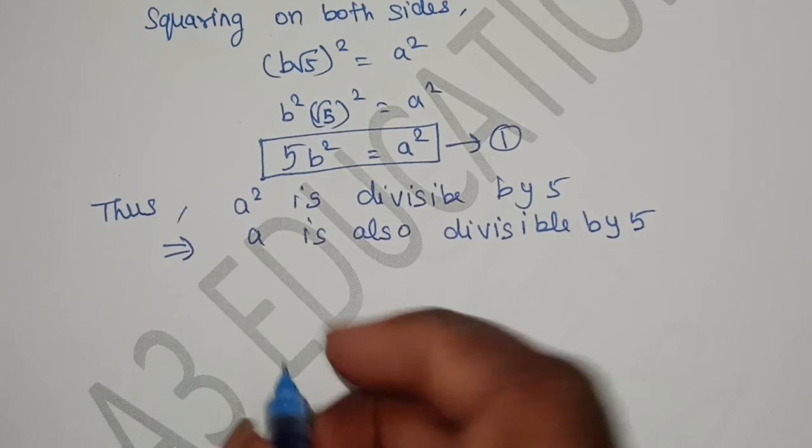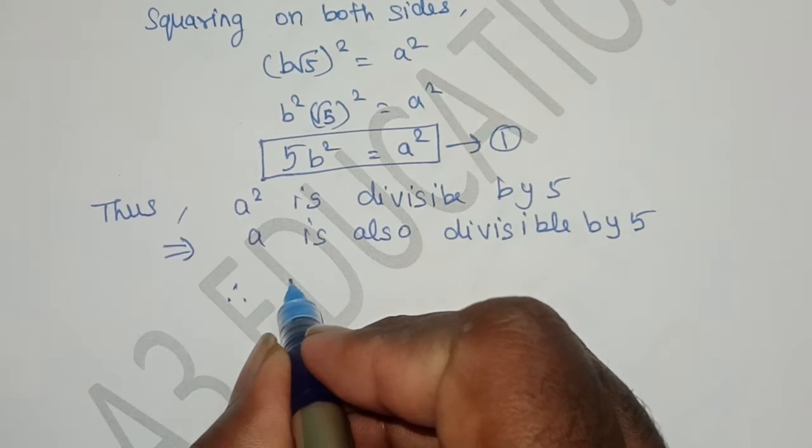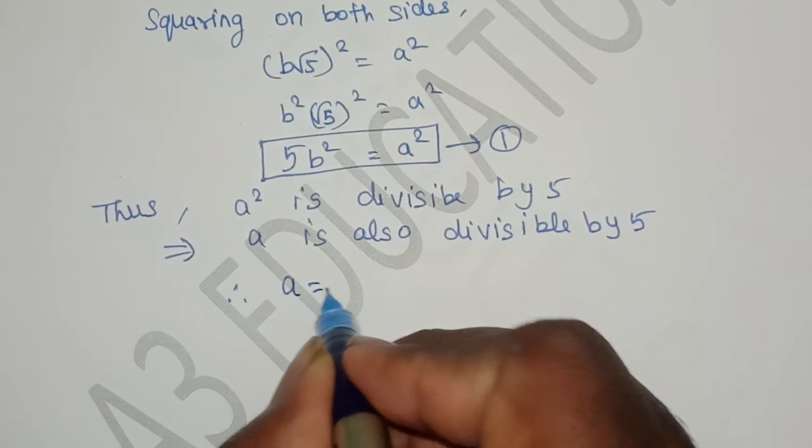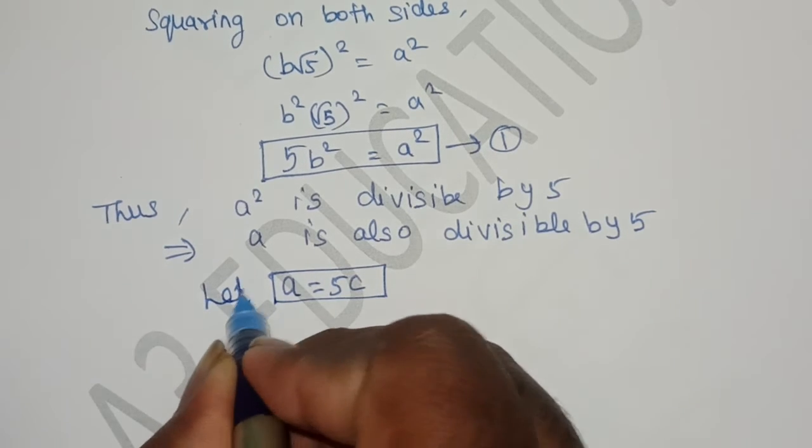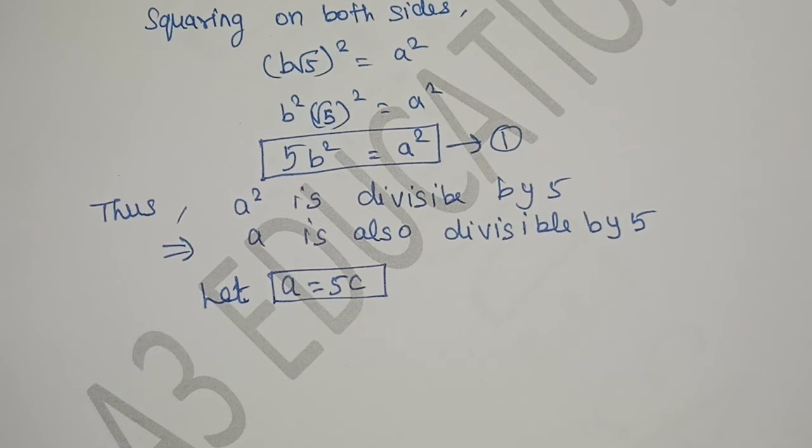Then, as a is divisible by 5, we assume that a is equal to 5c. Let a is equal to 5c. Based on the assumption it goes.